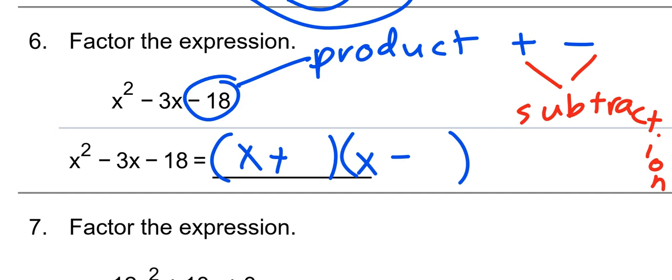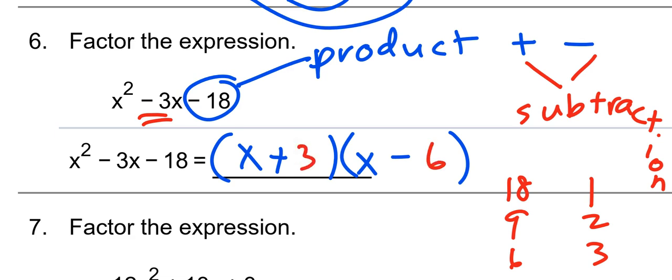I need two numbers whose difference is 3, specifically negative 3. So 18 and 1, their difference is not going to be 3 or negative 3. 9 and 2, their difference is 7 or negative 7, but definitely not. So we're dealing with 6 and 3. Now the question is, which one gets the 6 and which one gets the 3?